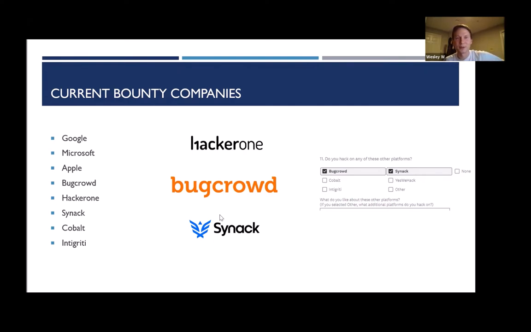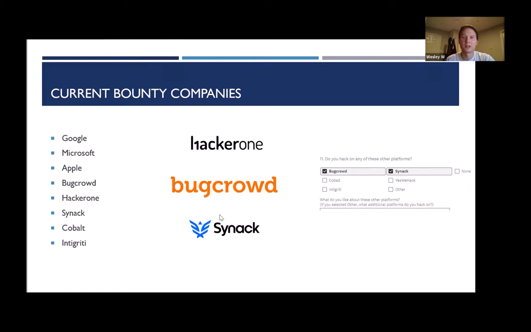So there's also some smaller companies, Cobalt, Integriti. There's a few others that have started a little bit more recently. And some of them are more region specific. So I think maybe YesWeHack is more Europe focused, if I'm getting that right. Others of them just focus on a specific industry, or they're just trying to make their way up and they're not as big as the other ones.